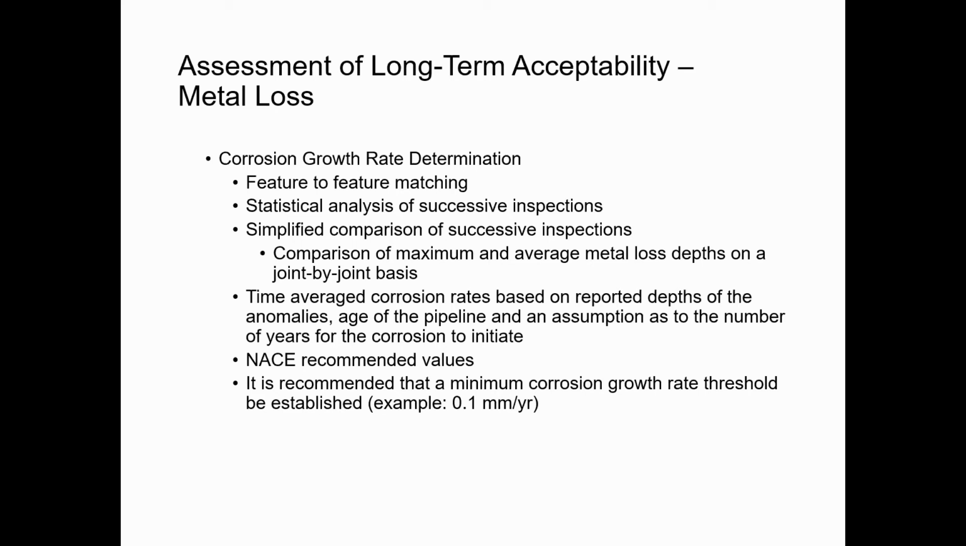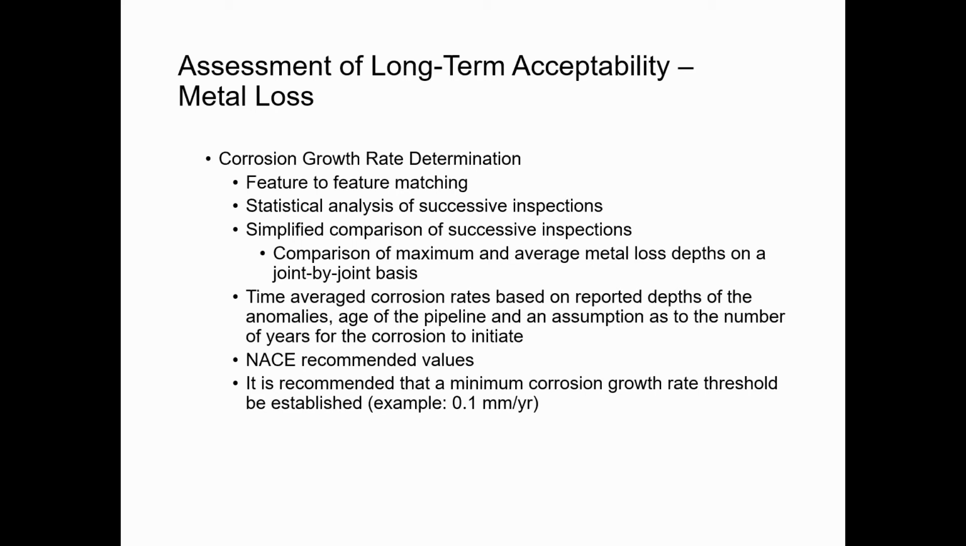There's time average corrosion growth rates that you can do. So based on the reported anomaly depths from the inline inspection tool, you can take those depths and take into consideration the age of the pipeline and make some assumption as to the number of years for the corrosion to initiate. So you have to allow time for the external coating to respond and then for corrosion to initiate. Obviously, if it's internal corrosion you're looking at, the initiation point for that can be the day that the pipeline went in service. NACE also has some recommended values depending upon whether it's a protected pipeline or an unprotected pipeline.